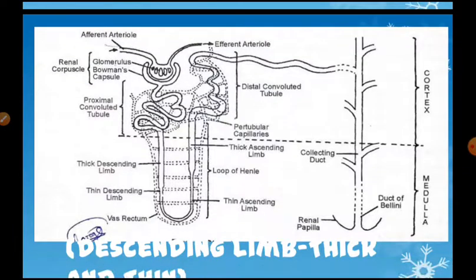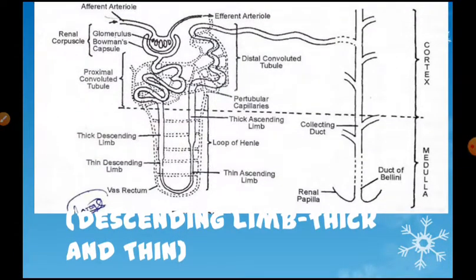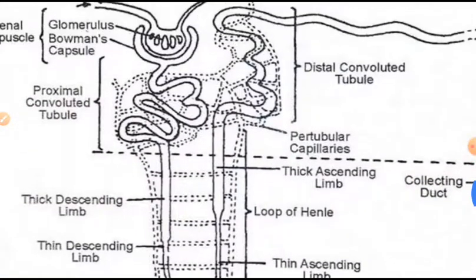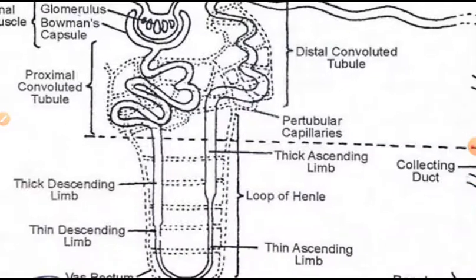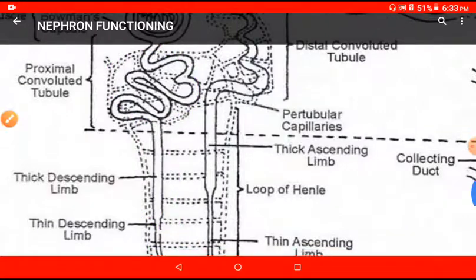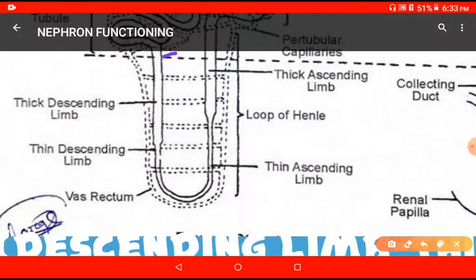Here you can see the descending thick limb and thin part of the Henle's loop. Here you can see this is the glomerulus with Bowman's capsule, and this one is the proximal convoluted PCT part, and this is Henle's loop, and the first one is the thick descending limb and this is the thin descending limb. So here you can see the first one is the thick part, and here you can see the thin part.